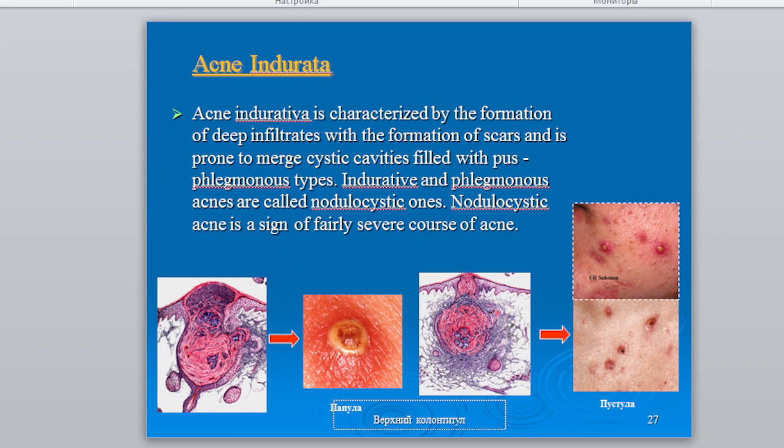Next, acne indurativa. Acne indurativa is characterized by the formation of deep infiltrates with the formation of scars and is prone to merged cystic cavities filled with pus, phlegmonous types. Indurative and phlegmonous acnes are called nodulocystic ones. Nodulocystic acne is a sign of a fairly severe course of acne.